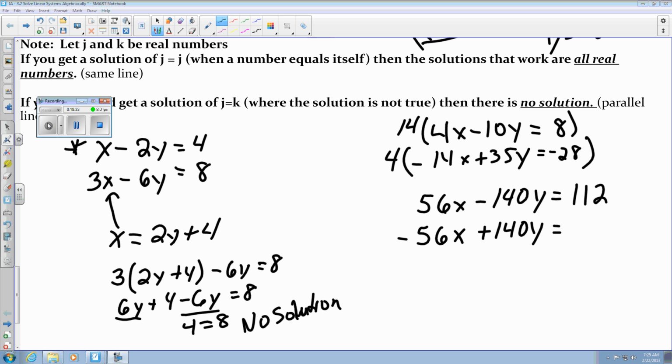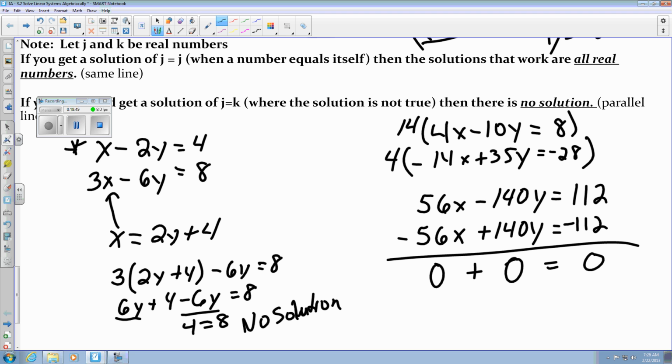I want to now multiply 4 times negative 28, which gives me negative 112. So if I add this together, this gives me 0. This also gives me 0. And this gives me 0. So here I have 0 equals 0. If they end up making a true statement, that means that the two lines would overlap, so then we'd get infinitely many solutions, or all real numbers will work.